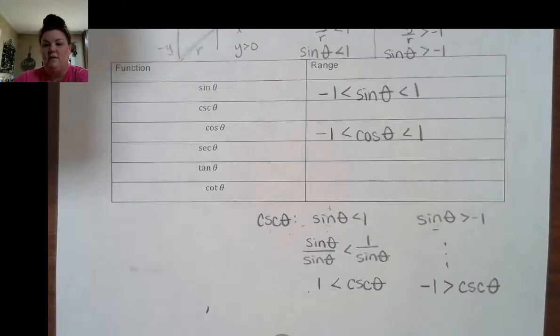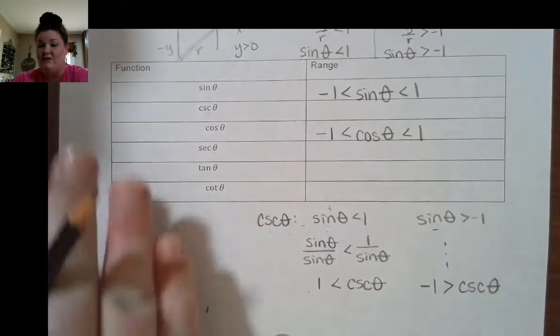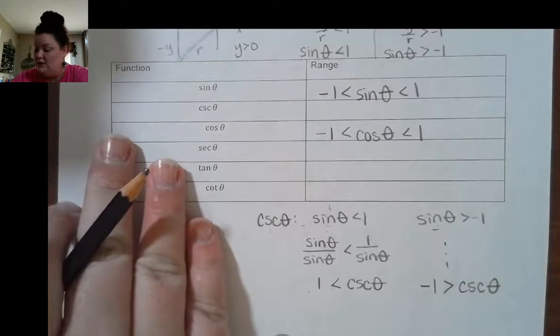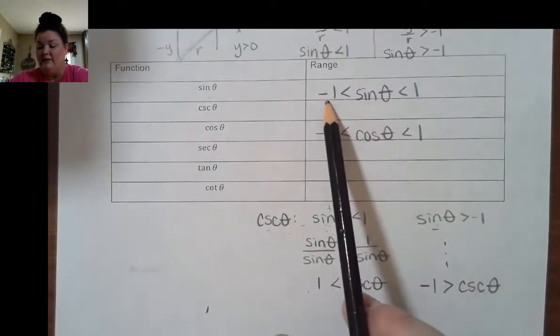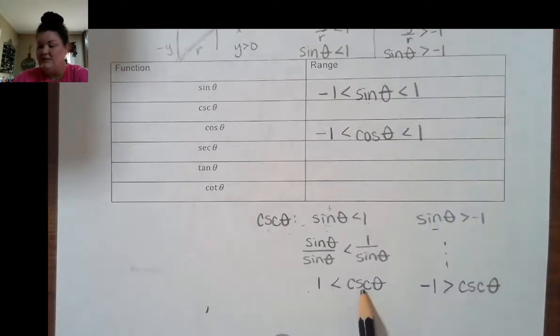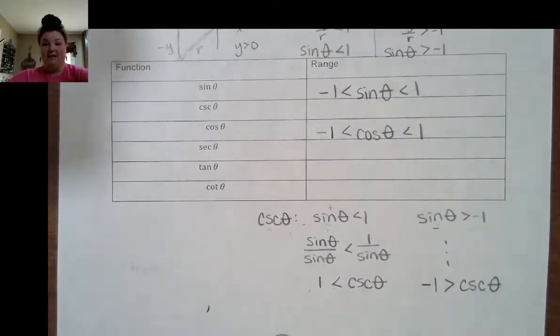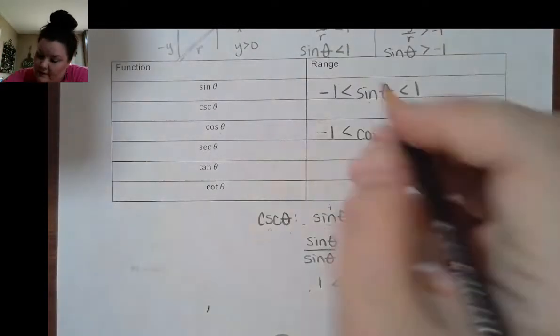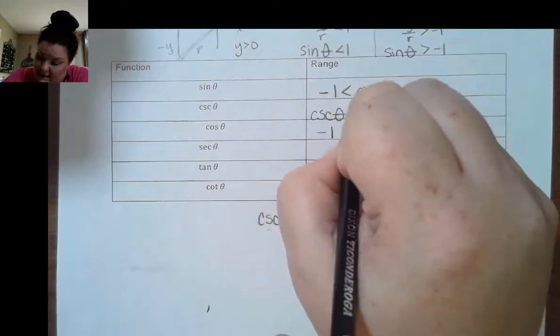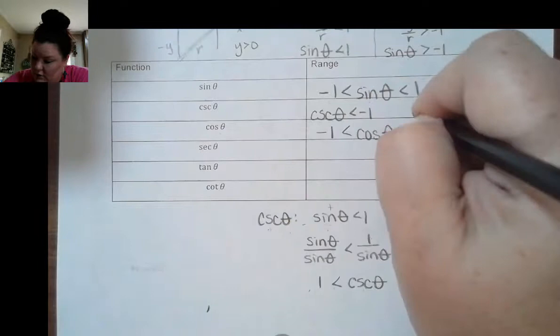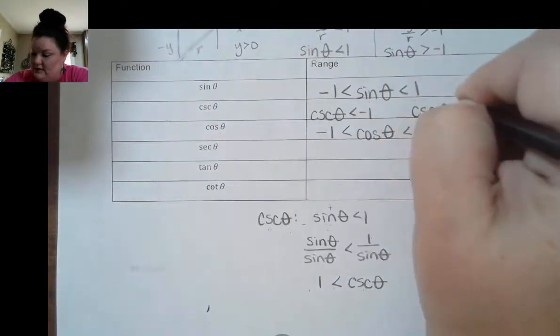Okay? For the sake of time, I'm not going to go through all the proofs, but I want to make sure that you have this chart available to you. So cosecant, whereas sine was between negative 1 and 1, notice cosecant is on the outside ends. It's either smaller than negative 1 or larger than 1. Okay? So cosecant theta is less than negative 1 or cosecant theta is greater than 1.